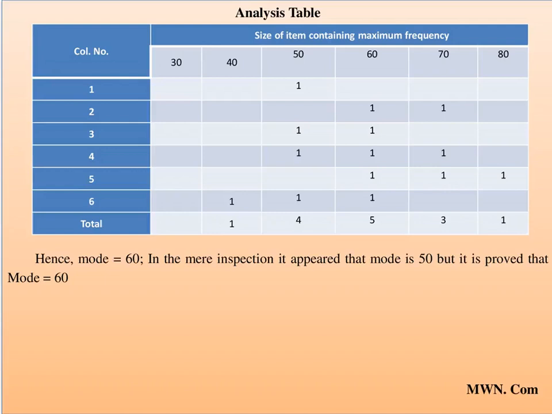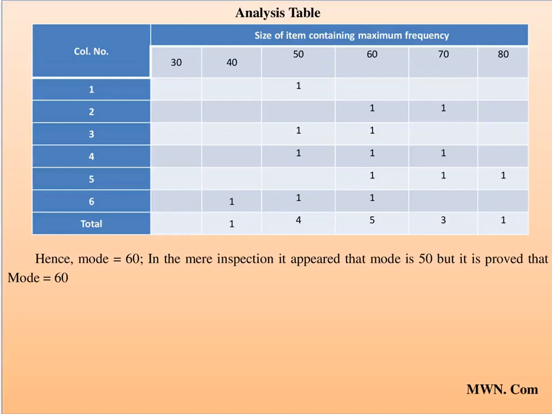Then it would be taken into the analysis table. In the analysis table, based on the columns, the first column has only 115, the second column 60 and 70, the third column 50, 60 is recorded, the fourth one 50, 60, 70. Then you have to find the total. After finding the total, you find that 60 is the mode, since it has 5, and 50 has only 4. Hence, 60 is considered to be the mode of the series.